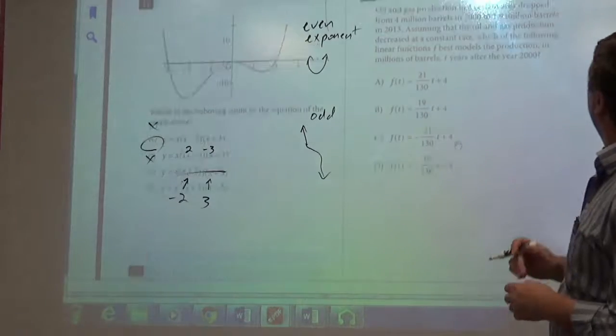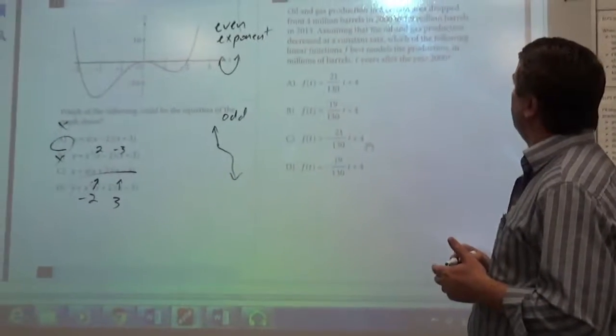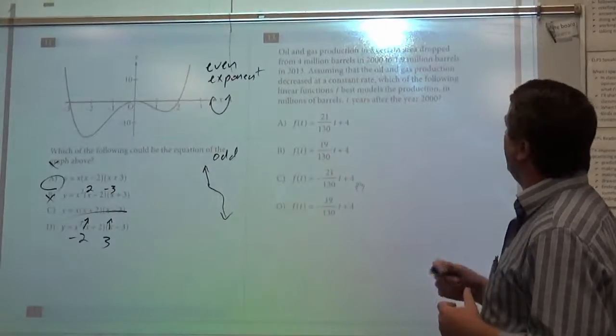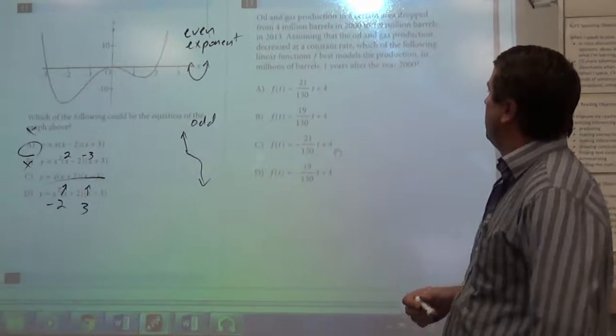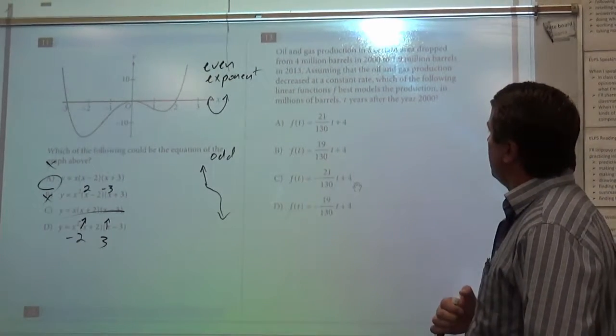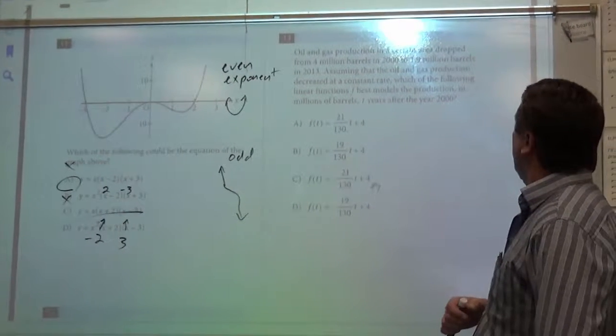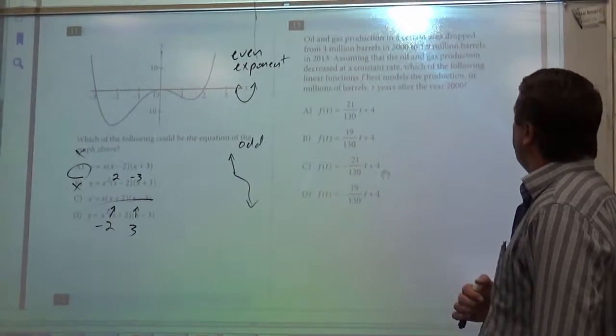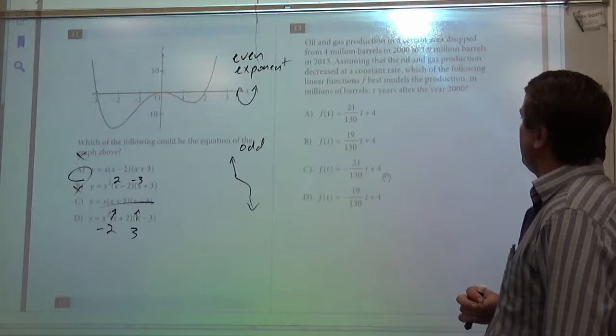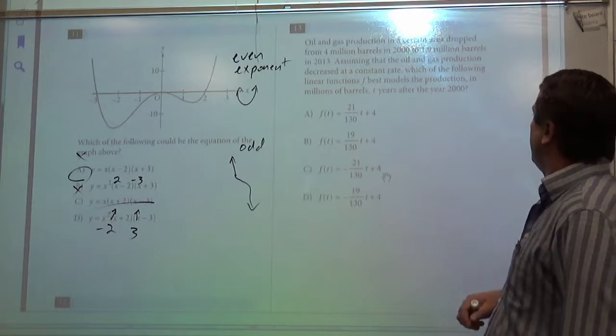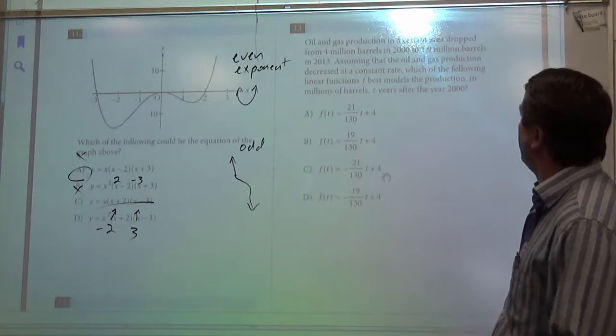Oil and gas production in a certain area dropped from 4 million barrels in 2000 to 1.9 million barrels in 2013. Assuming that the oil and gas production decreased at a constant rate, which of the following linear functions best models the production in millions of barrels T years after the year 2000?